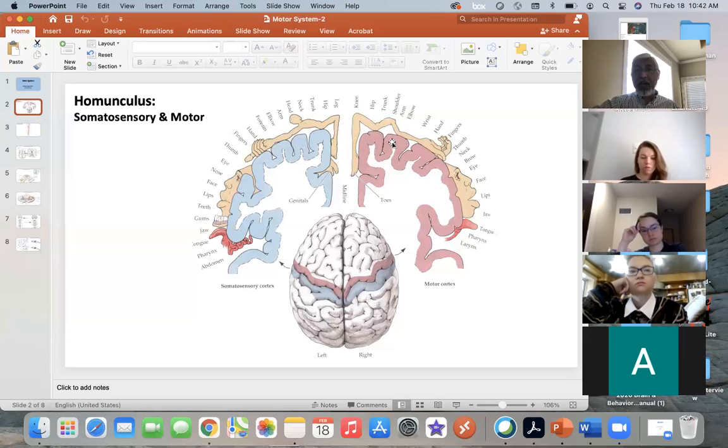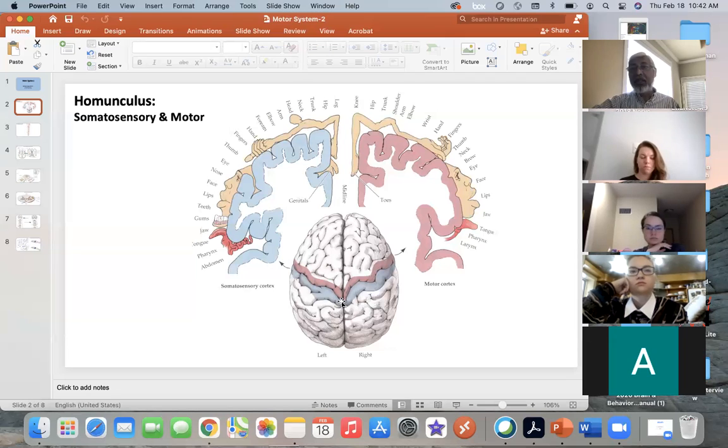So it's the same, right? This shows the motor side, and this shows the sensory side. Even in the sensory side, you see the face covers a large area, and the hand covers a large area as well. And then you see the trunk is not that much, only a small area is dedicated to the trunk. And on the top and on the medial side will be the area for your leg.